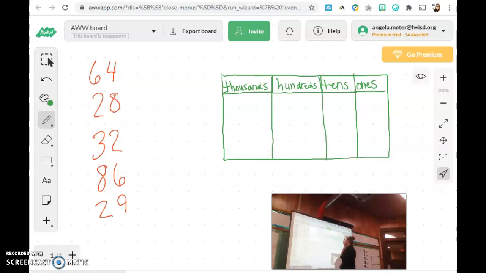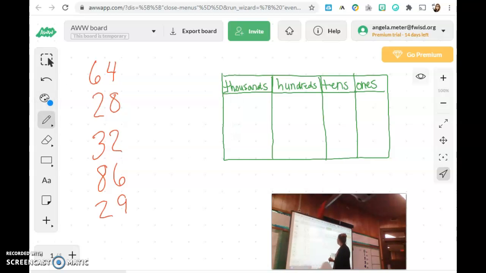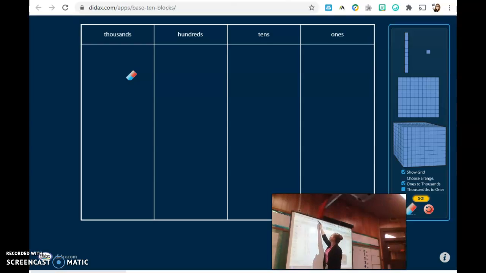So if I was to write that number, well, my 4 is going to go in my ones place. So the number is 64. Each digit gets a different spot. So my 4 goes in my ones place, and then my 6 goes in my tens place. This is just like our penguin math. So we have the number 64. So I have 6 tens and 4 ones. So that's what I need to show over here.